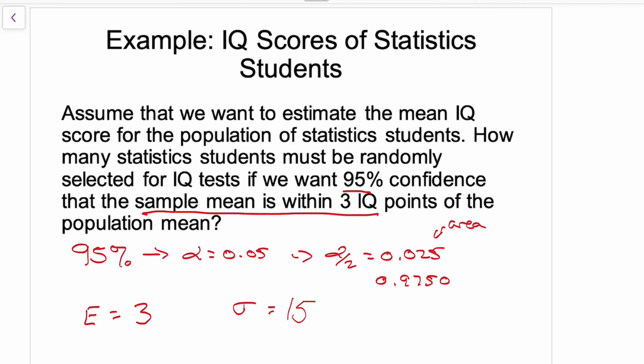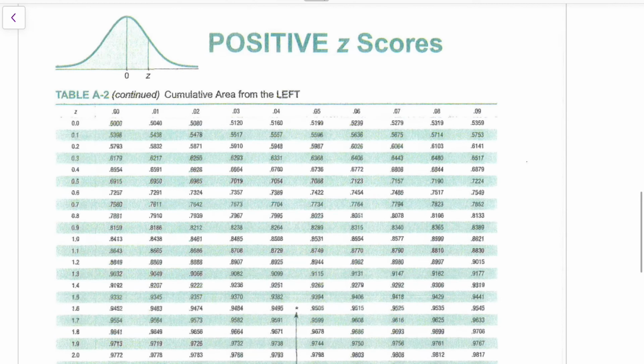So let's go to our standard normal table and find our critical value. So again, we're looking for an area to the left of 0.9750. And if I start to look, I'll find that value exactly here, giving us a z-score of 1.96. This is going to be our critical value in our calculation.